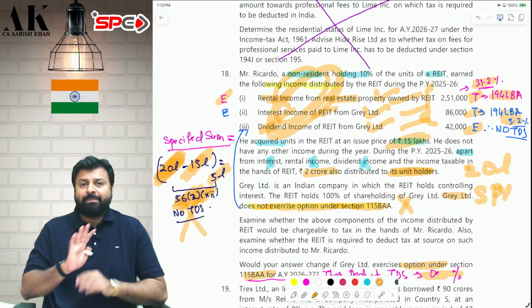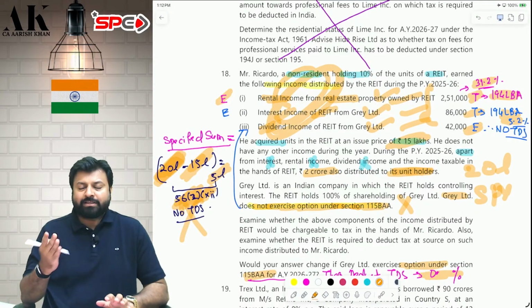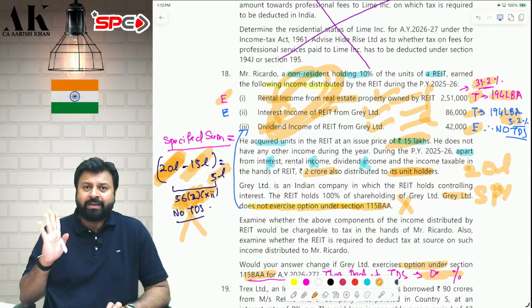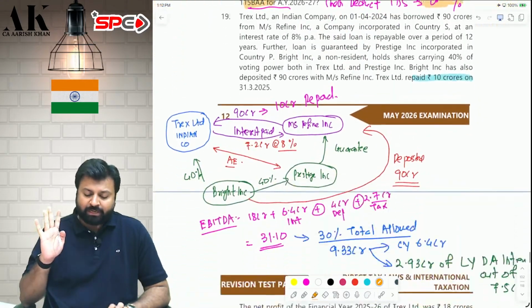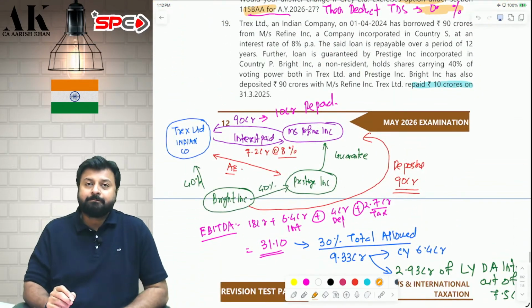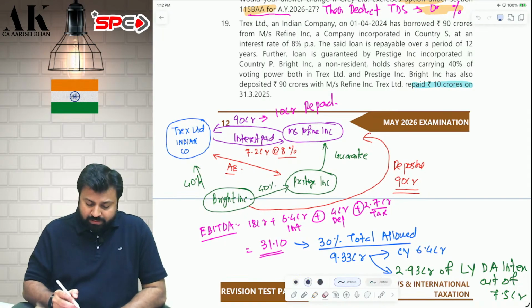Ricardo. No TDS is applicable on that provision. So the government has not put any TDS on that particular part of the income. No TDS provision is applicable on that income. I hope it is clear to all of you. Now the next question is a very good question. Just one change I have to make.